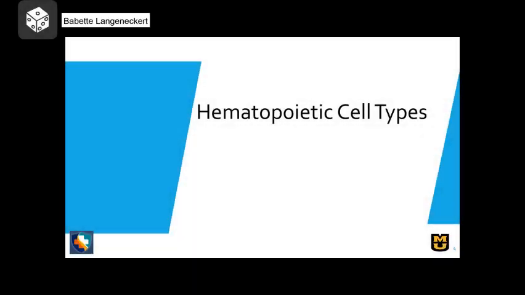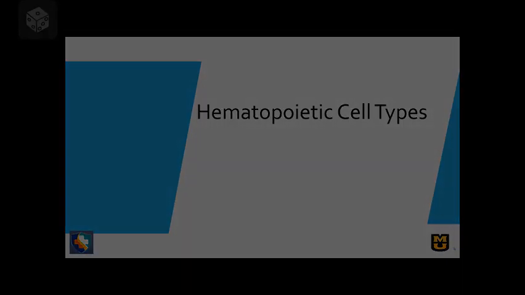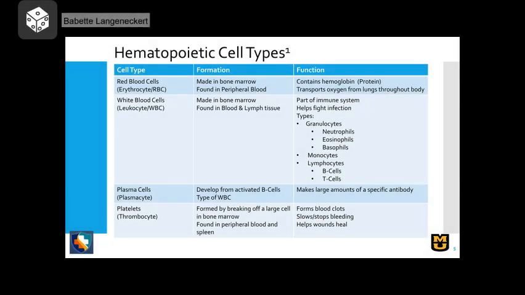Now we will review the hematopoietic cell types. This table shows the hematopoietic cell types and their functions. Red blood cells, or erythrocytes, are made in the bone marrow and found in the peripheral blood. They contain hemoglobin, or protein. They transport oxygen from the lungs throughout the body.